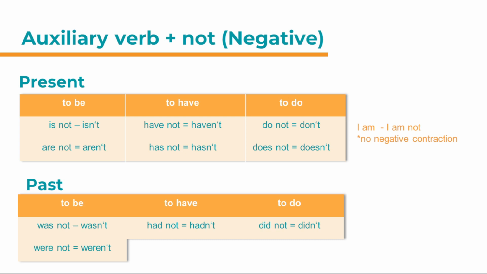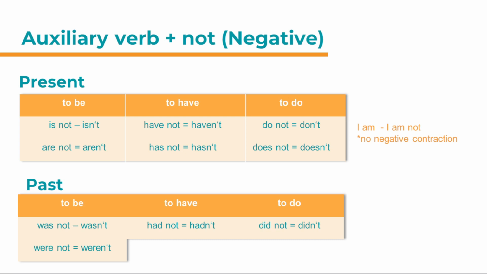Now here it's important to know that I am in the negative is I am not, and there is no negative contracted form. So we always have to say I'm not. Of course, you can contract I am to I'm and then simply say I'm not. Let's have a look at the 3 auxiliary verbs in the past. And when we form the negative, let's practice those contracted forms.